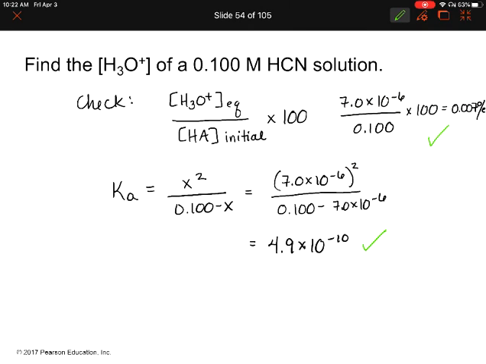So again, remember to always check your answer. Does your answer make sense? Do you actually get the same value back? And if you're making any assumptions about x, make sure to double check that your assumption is valid. All right.